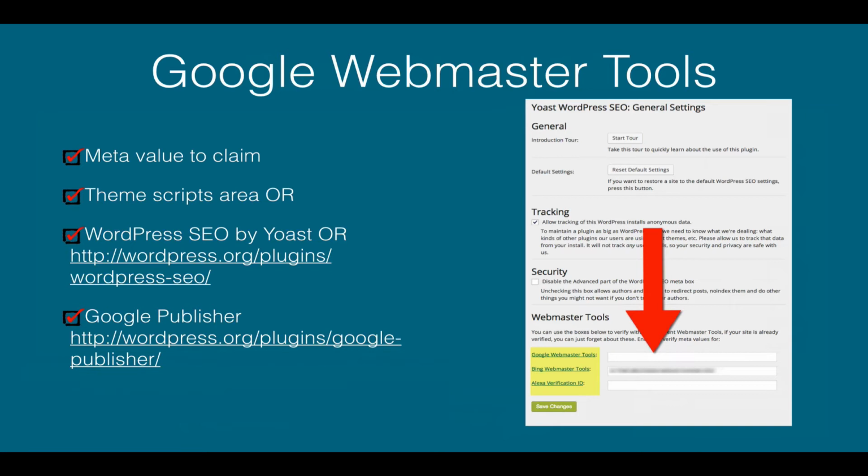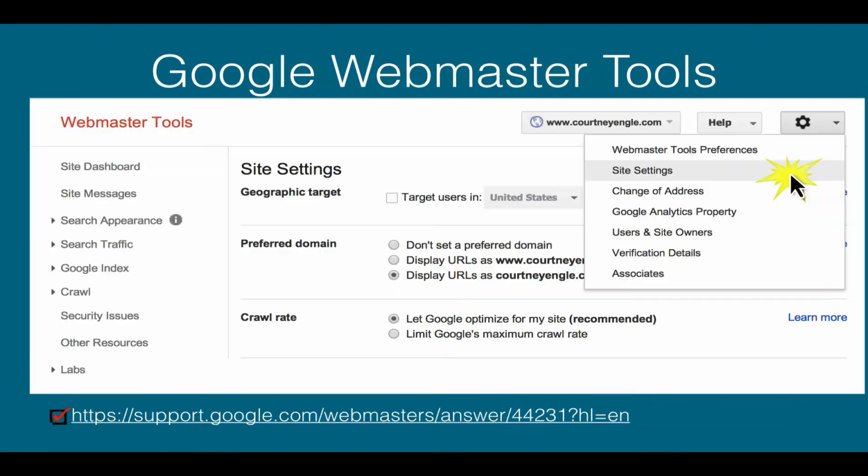If you don't want to use Yoast's, then Google Publisher, which is owned by Google, has a plugin there as well. So you get the meta value, you stick it in your site, and then you go back to Webmaster Tools and you say, hey, I put that code in my site. Please check that it's there. They advise that you claim your site both with and without the www. Because if you don't claim it both ways, then you could be duplicate ranking, and that could lead to penalties. Yikes.